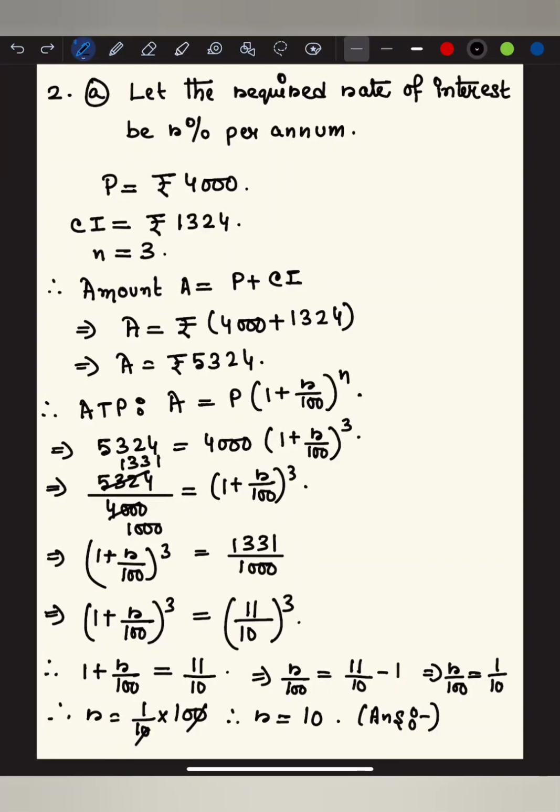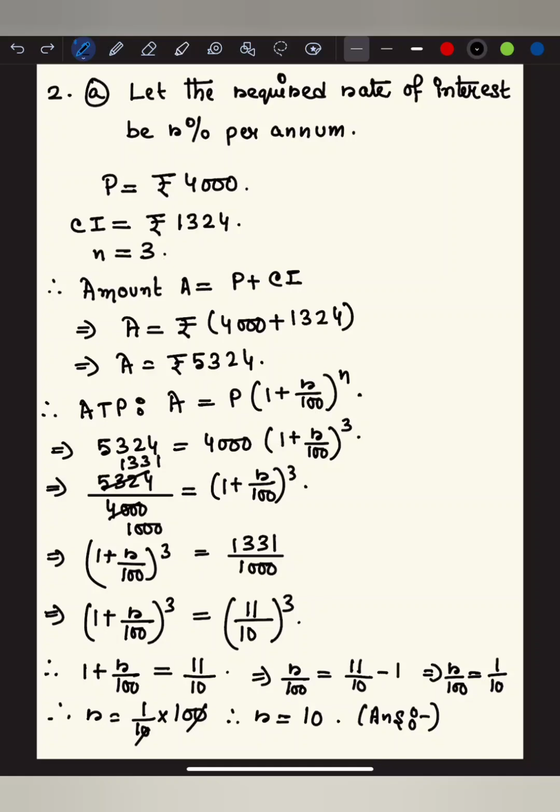Next, let's come to question number 2, sub-part 1. The question is, at what rate percent per annum will a sum of rupees 4,000 yield rupees 1324 as compound interest in 3 years? Okay, so we are asked to find the rate percent per annum. So I have taken it as, let the required rate of interest be R% per annum. Now what is given is that principal is rupees 4,000, compound interest is rupees 1324, and n, the number of periods, is 3 years.